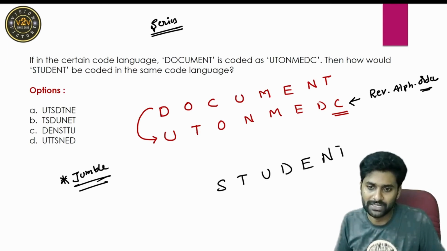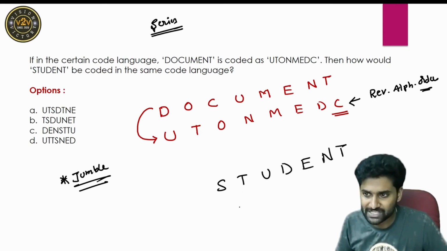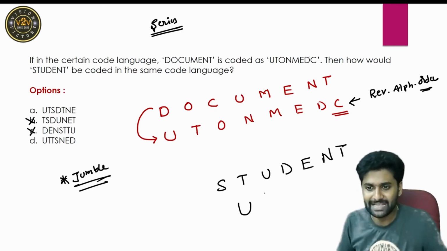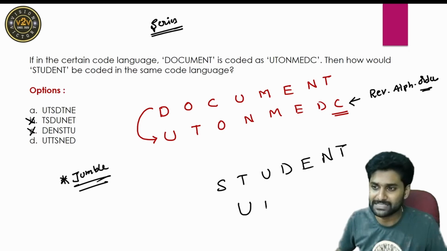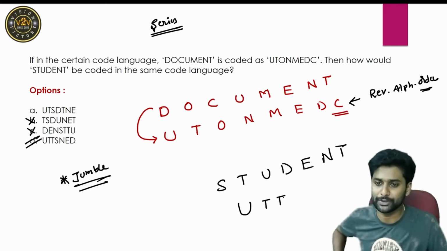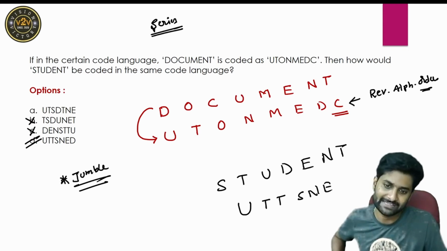So you already know that out of all these 7 letters, the first letter must be U. So you can eliminate options B and S. After U, the next letter must be T, again T. So the suitable option is D. So UTTSNED is the correct answer.